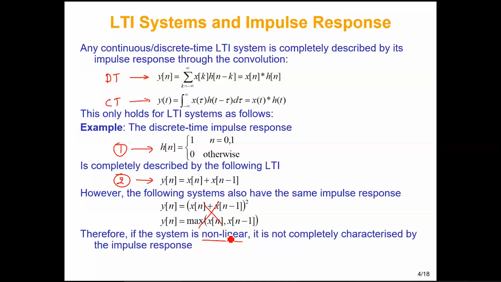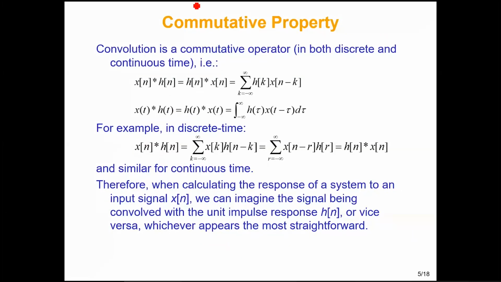Okay, so let's continue with slide set 6. In this slide set, we will see a few properties of the convolution operator, starting with the first property, known as the commutative property. What it says is that the order in which we do convolution does not matter. We can take the convolution of x of n with h of n, or the convolution of h of n with x of n. It will give us the same result.